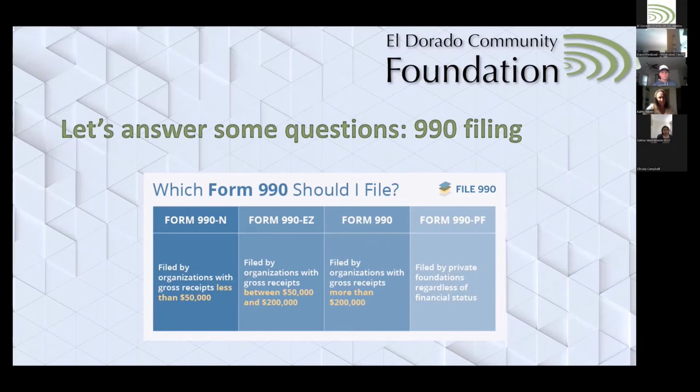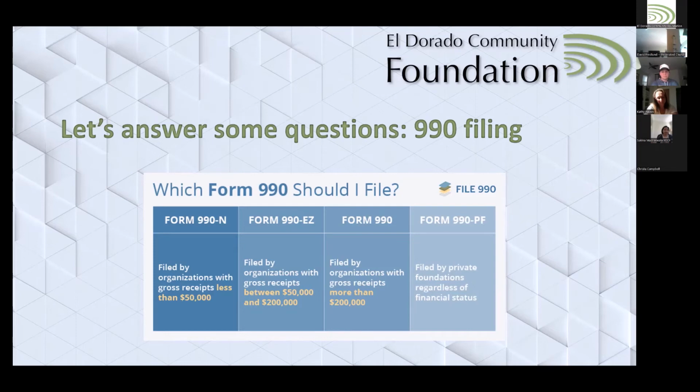So Form 990 is the next one. If you've got gross receipts of more than 200,000... Form 990 is the IRS form that's required for larger tax exempt organizations with annual gross receipts of over 200,000 or total assets over 500,000.